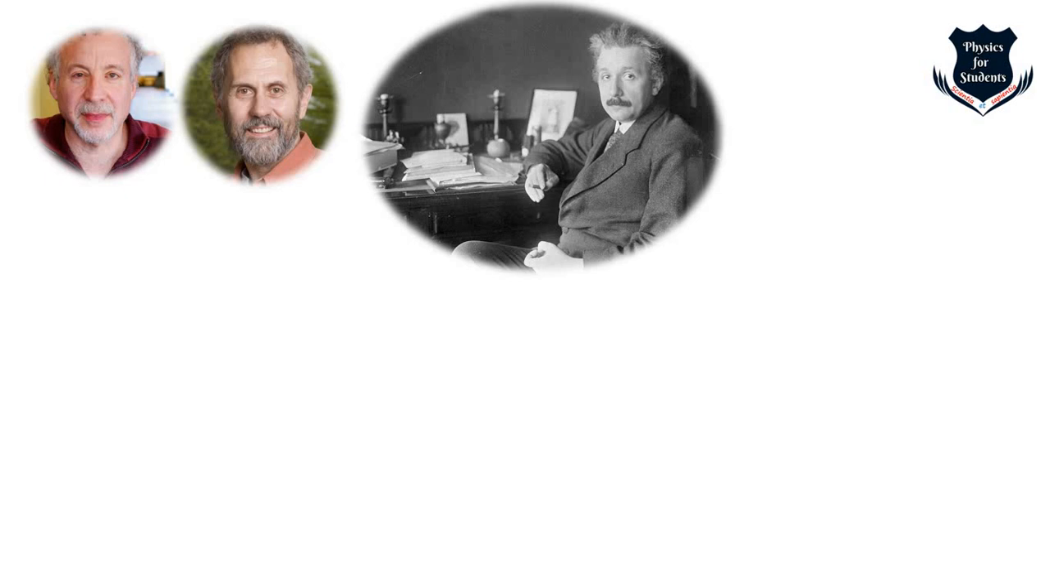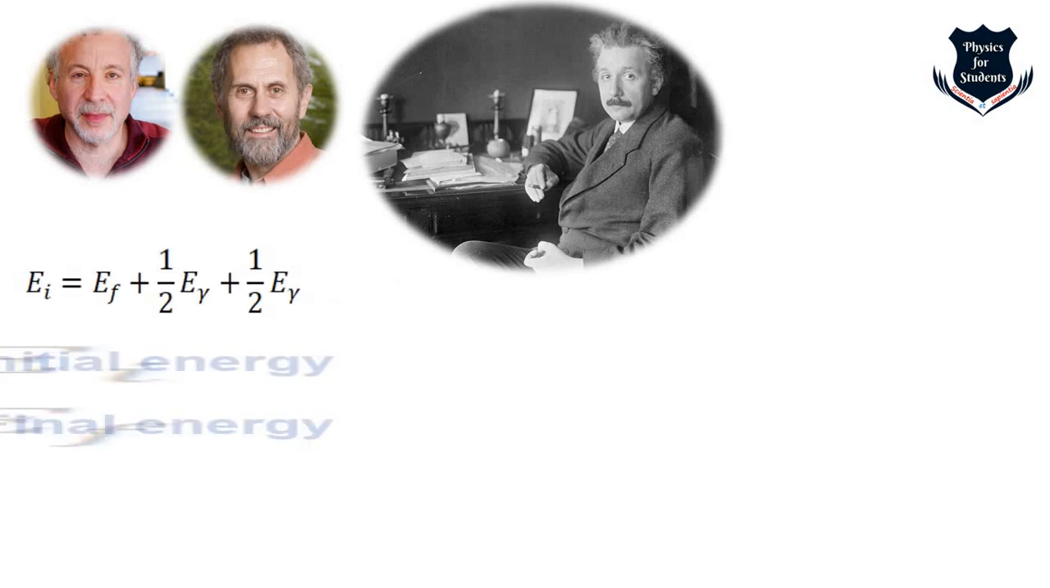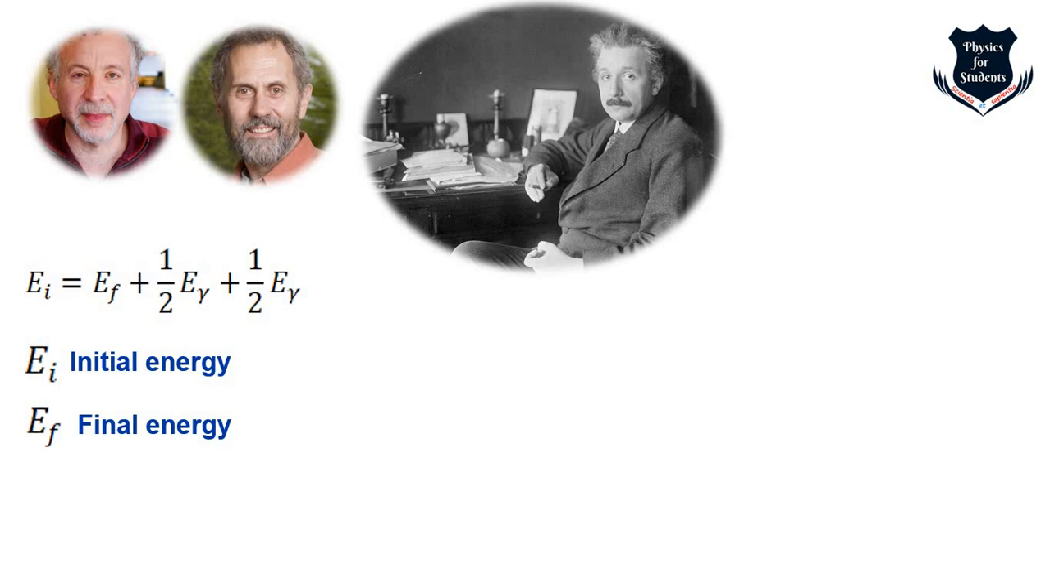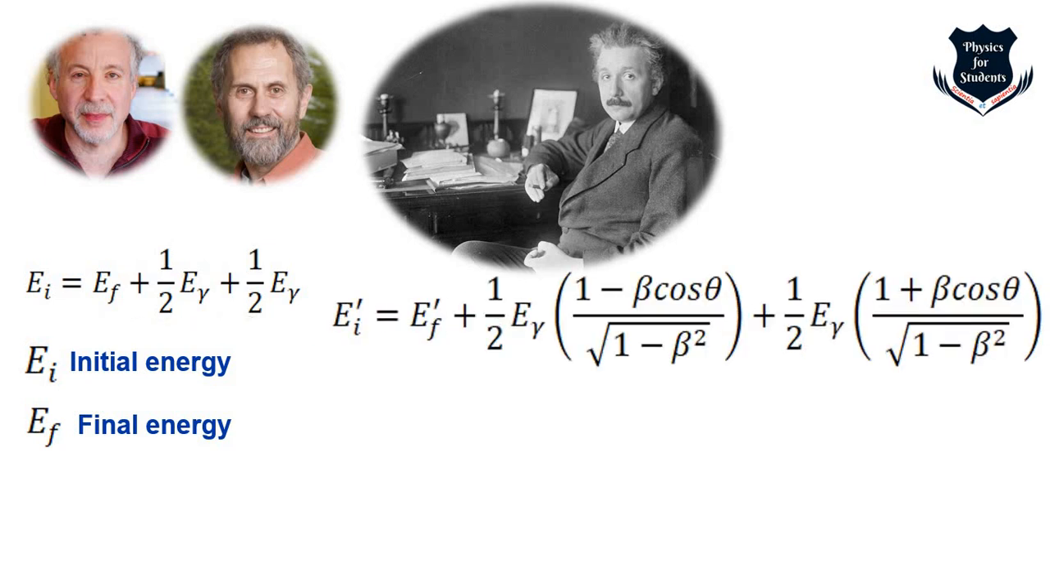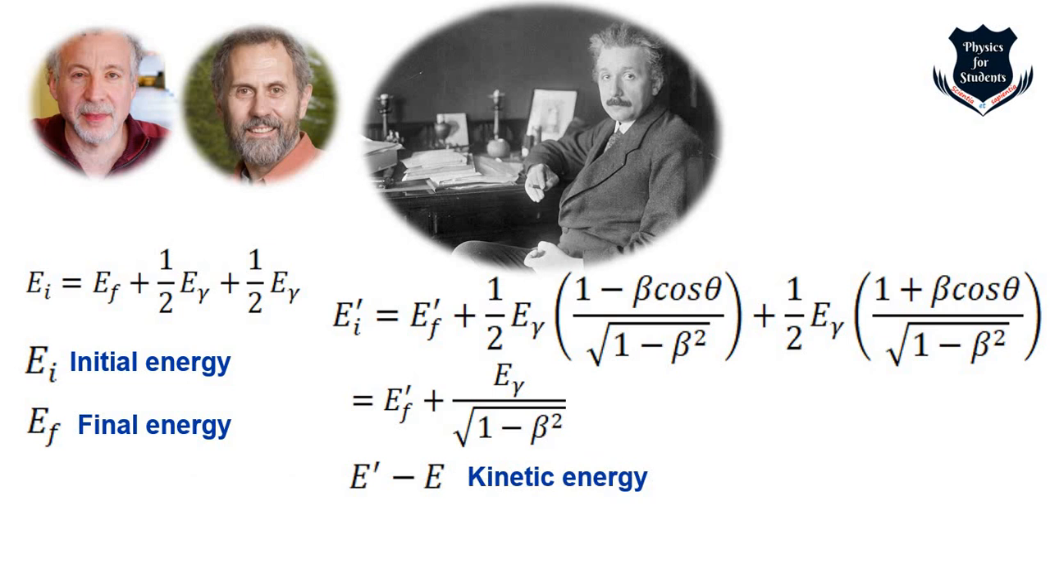So, considering a point mass that emits electromagnetic radiation in opposite directions, we consider a frame of reference, say the laboratory where he was carrying out the experiment. It carries an energy which is this, where he considered E sub I to be the initial energy and E sub F to be the final energy. Einstein uses the relativistic Doppler shift to get this and get this. Now, subtracting the first equation from the second, we get this.